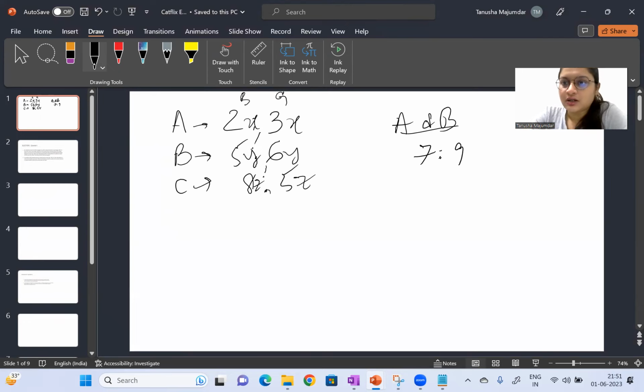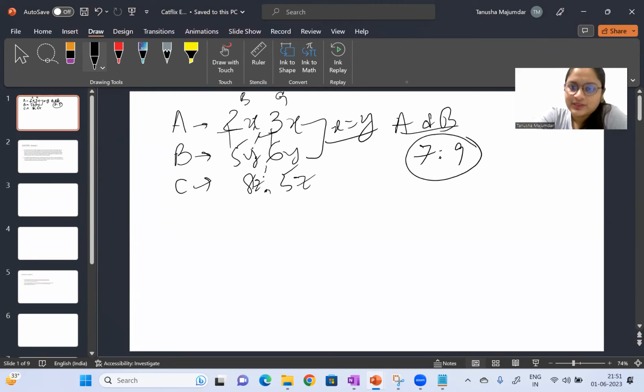Now, even before doing any kind of simultaneous linear equation solving, what you can do is you just have to look at the data, right? So in A, you have 2x, in B, you have 5y. So just try adding both of these. You will see that 5 + 2 = 7 and 6 + 3 = 9, right? So you don't need to do any kind of 2x + 5y / 3x + 6y = something. You can directly say x is equal to y. So if x is equal to y, combined A and B has 2x + 5x, that is 7x / 9x, that is 7:9. So this is one relation that you have, that is x is equal to y.